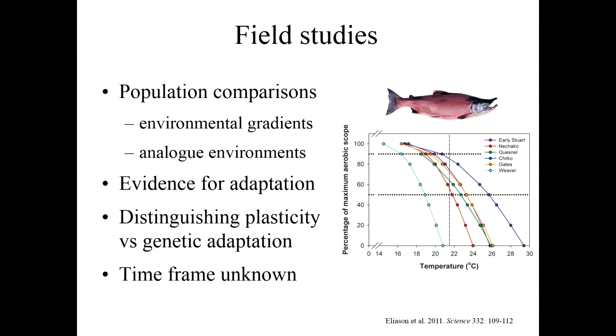But there are some limits to this sort of design. One is that it's really difficult to distinguish plasticity from local adaptation. You know there's a difference, but you don't really know whether it is local adaptation or whether there's a large phenotypic plasticity response. The other thing that's a real problem for us is you don't know what time frame this sort of adaptive response has occurred over. Can it occur over the sorts of time frames that we're interested in with climate change? So it's a useful first step, but there are some real limitations.